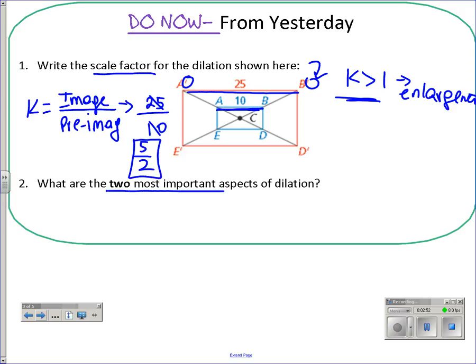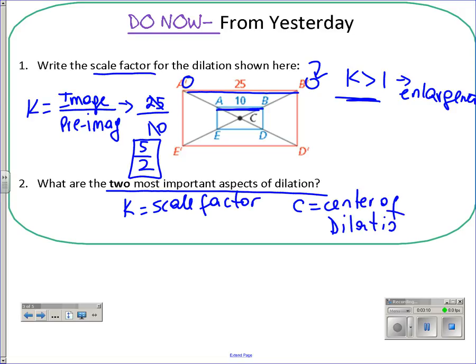Two most important aspects of dilation: what do I need to know? In order to dilate, I have to know my scale factor, which we already went over. That's going to be image over pre-image. And we need to know the center of dilation.